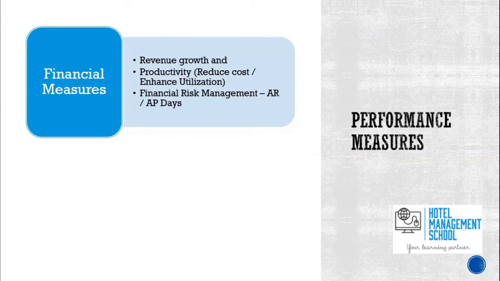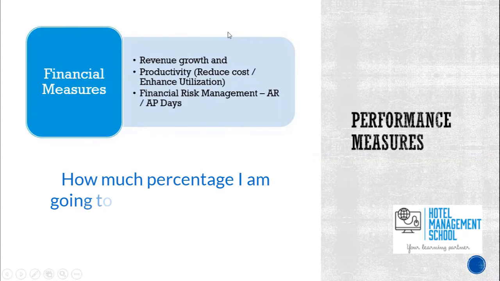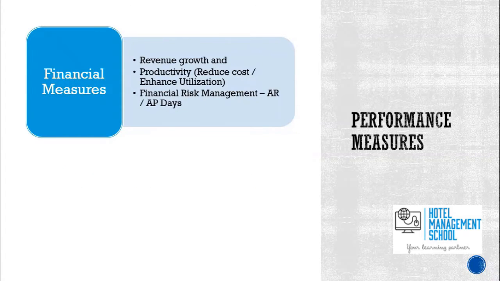Okay. So the financial measure is, as you can see, mostly our revenue growth: how much percentage I'm going to increase the revenue, and which segment I'm going to increase the revenue. Is it going to be room revenue or F&B revenue? Will I increase my occupied room nights or will I increase my average rate? So you can further divide the revenue growth into different sectors. Will I increase my online business? Will I increase my offline business? Or will I be focusing on the groups.